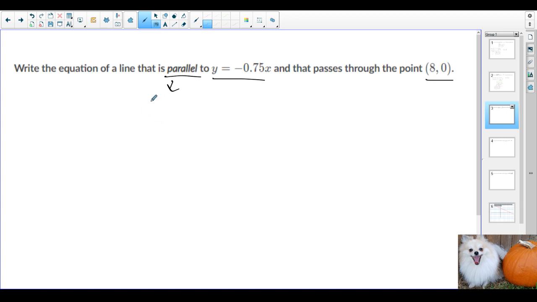Fight me. Okay, parallel means same slope. So if we want a line parallel, it should have the exact same slope as the original. So in this case, since our original slope was negative 0.75, our new slope is going to be negative 0.75.